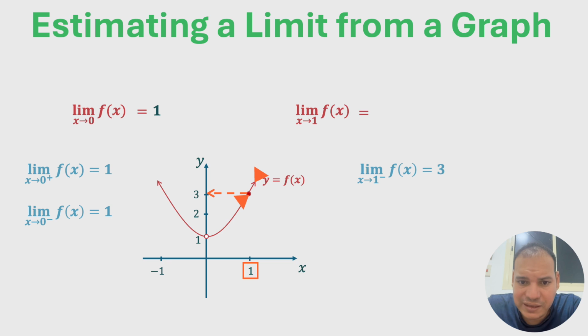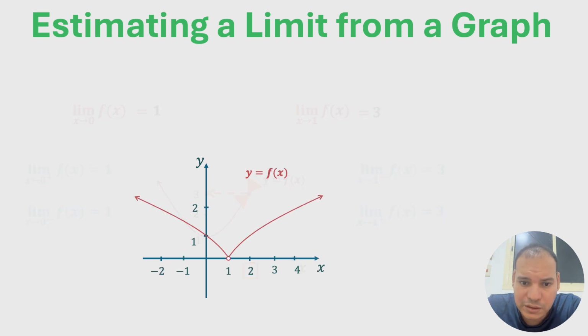Let's get closer to the same value 1, but from the right. Getting closer from the right, as you can see here, it also gives us 3. So the limit of f of x when x approaches 1 from the left or the right, from both sides using the approaching principle as we did before, gives us the same value. So the limit of the function here is 3, because the limit from the right is equal to the limit from the left.